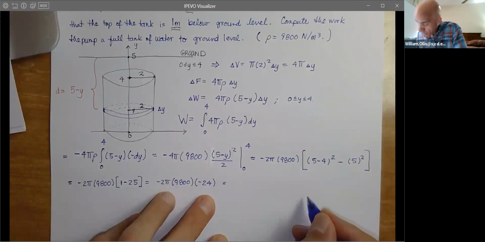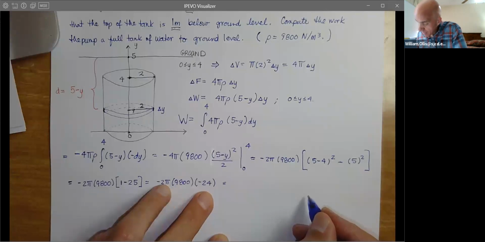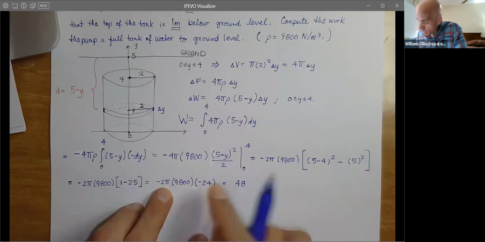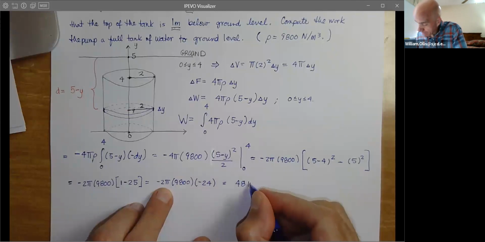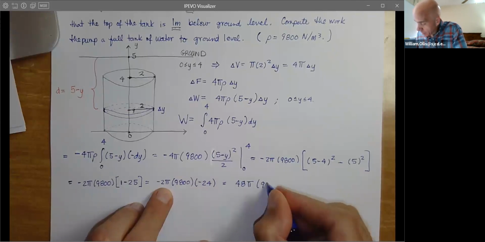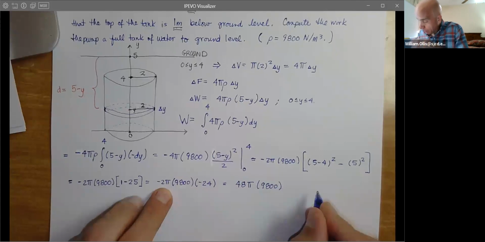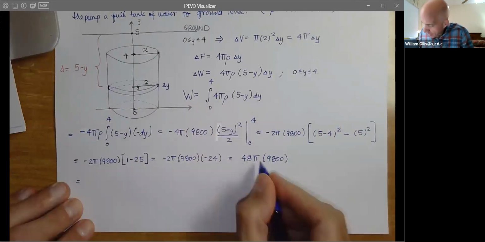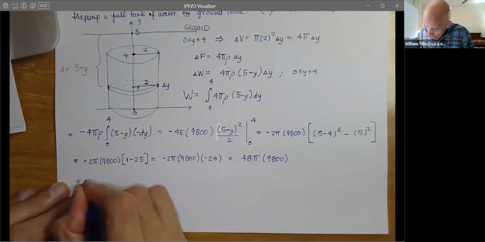And then here, let's do this. Let's make this into a, I can break that up. I'll do it this way. So let's make that into a 48. So we have a 24 times a 2 and a pi. And then we have a 9800. Okay. So with that, let's bring the pi over here to get it out of the way.